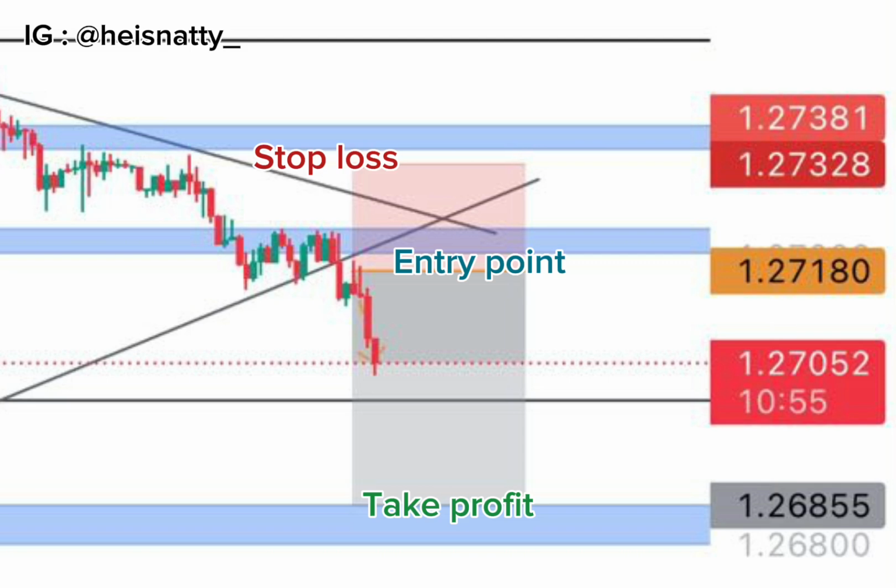So let's quickly open our TradingView. We are going to learn how to actually place your take profit and your stop loss. Then we'll be using our MT5 to copy the numbers and place our take profit and our stop loss on our MT5. I'll be showing you this on a practical level, so you'll be able to understand it.